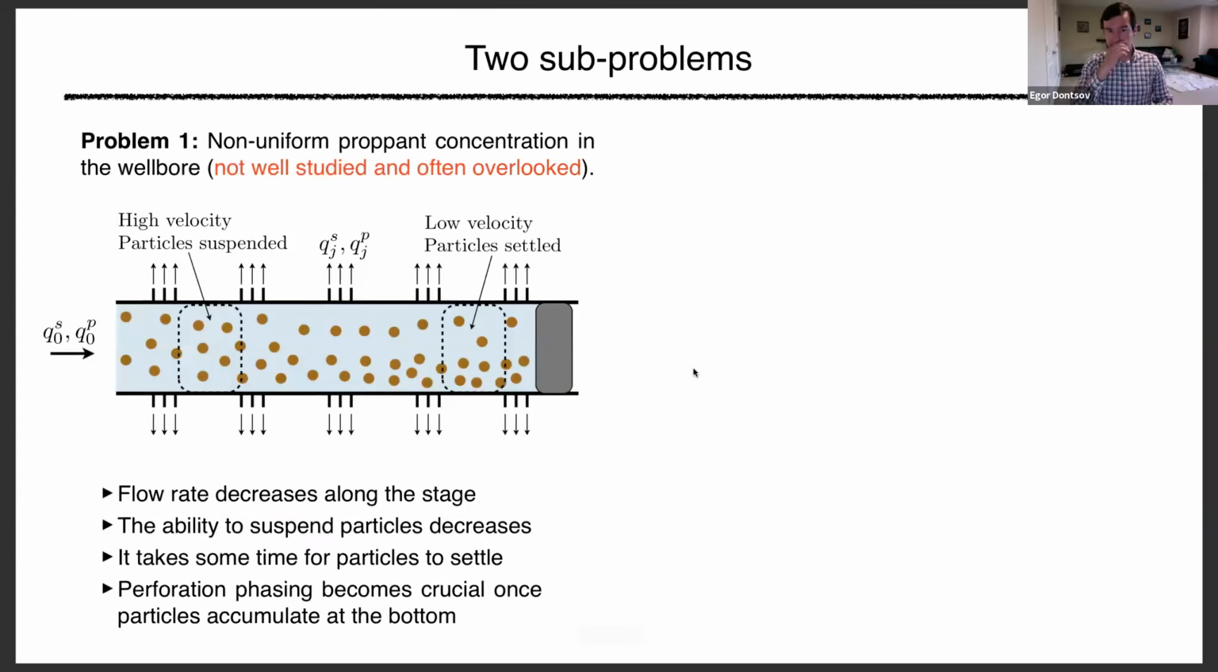So from the modeling point of view, there are actually 2 sub-problems, and this is very important to understand. The first problem is as proppant travels along the stage. This is a wellbore cross-section exaggerated vertically quite a bit. Right here, when we pump at, I don't know, 90 barrels a minute, whatever the typical rate is, so a pretty high rate.